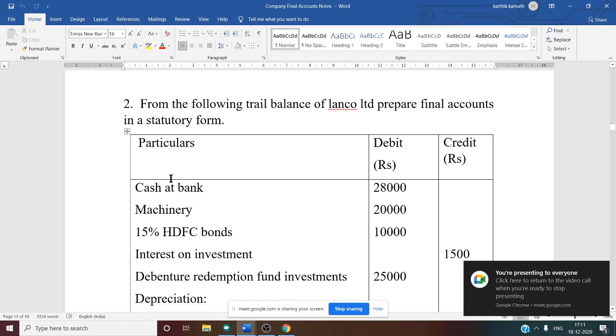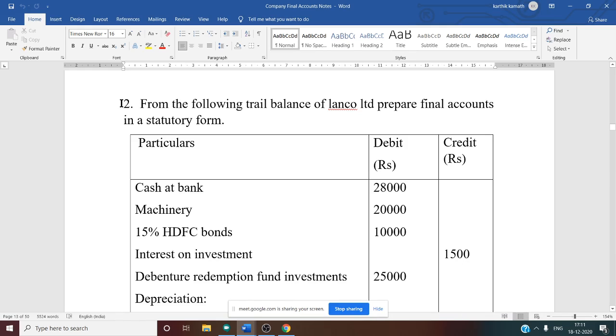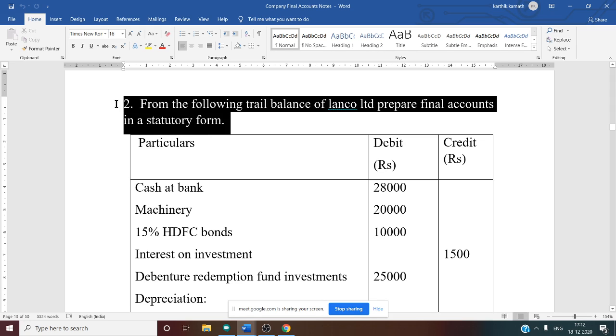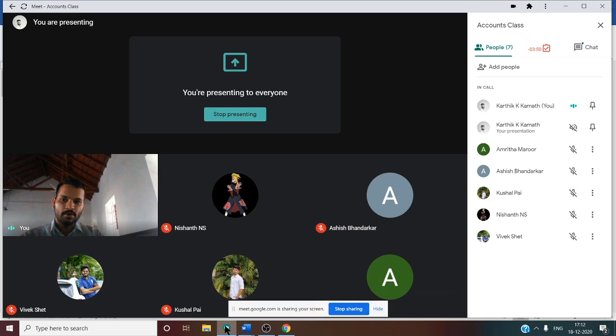Yes, see this. In the last class, we discussed problem number 2. There we discussed the notes to profit and loss account and the format of the profit and loss account. But if you see the problem, they have asked you to prepare the final accounts in the statutory form. That means you are going to prepare all the accounts, that is profit and loss account, balance sheet, and notes to profit and loss account and notes to balance sheet.